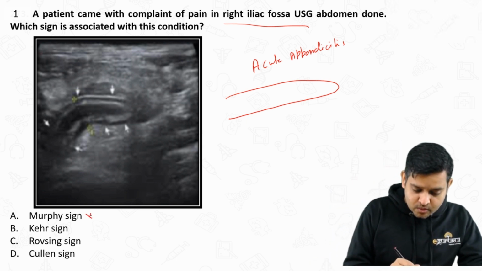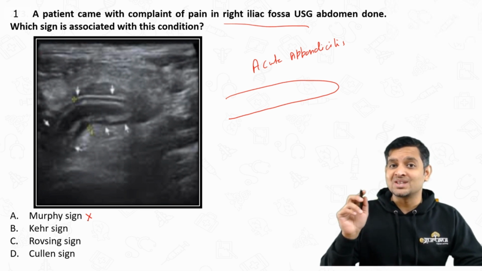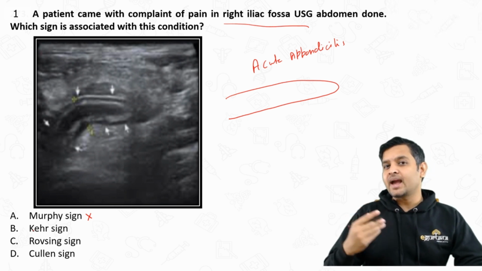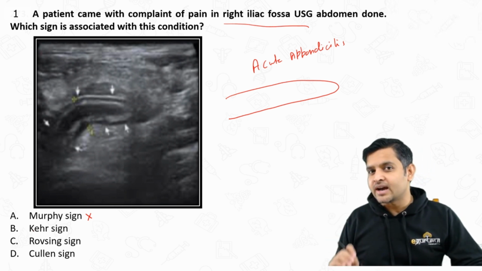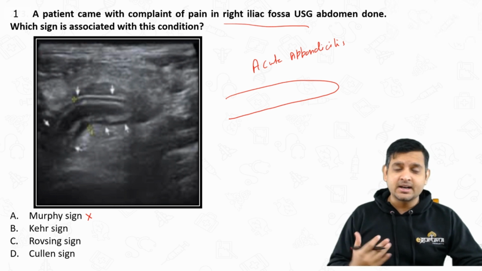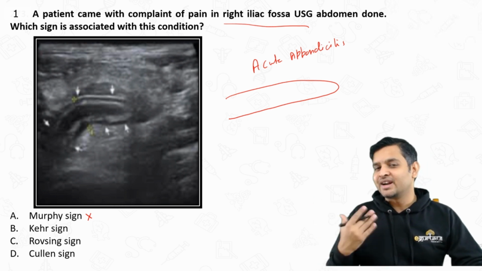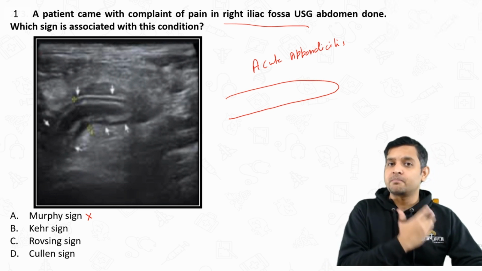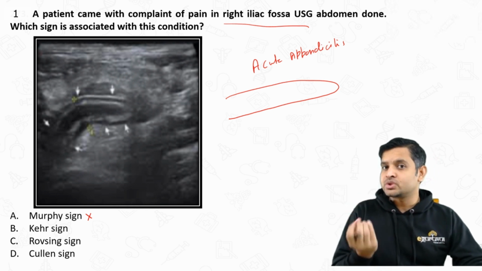Murphy's sign, no. Murphy's sign is a sign of acute cholecystitis. Kerr sign. Now what is a Kerr sign? The Kerr sign is a pain in the shoulder because of the irritation of the diaphragm. Now why is the diaphragm getting irritated? Because of some blood or some irritant that is present in the peritoneum. Usually it's a typical left shoulder pain due to the ruptured spleen.